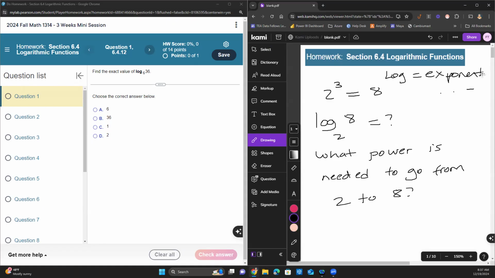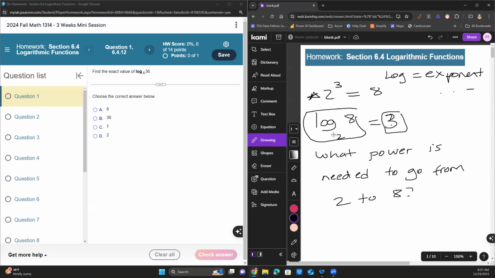Log means exponent. So what this question is saying is that if you have a 2 and you want to make it an 8, what power do you need? And since we know that 2 to the third power is 8, the expected answer will be 3.